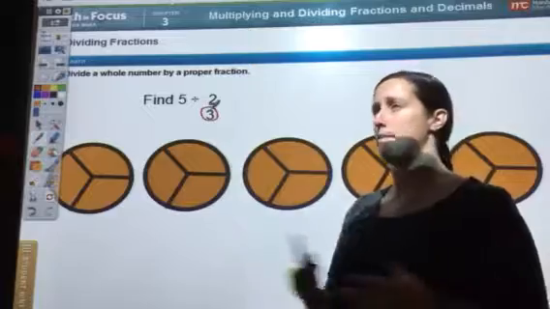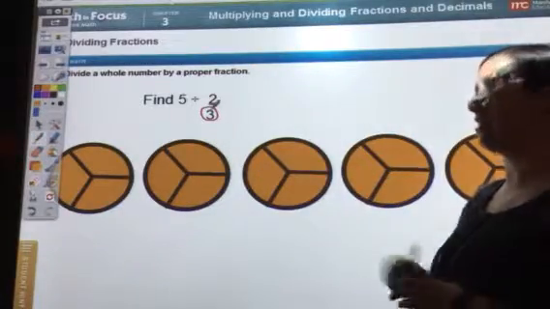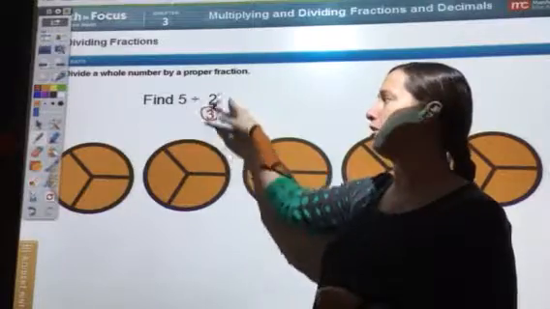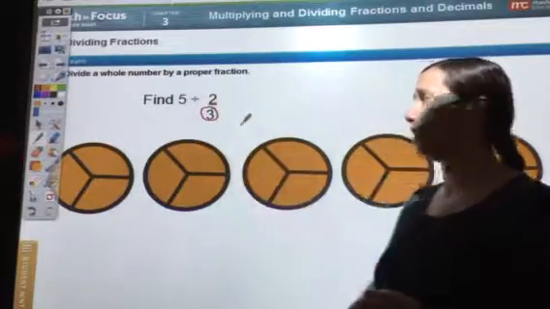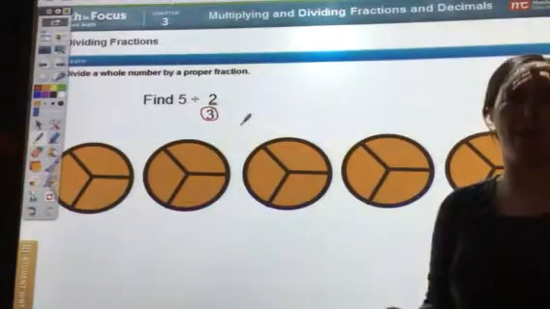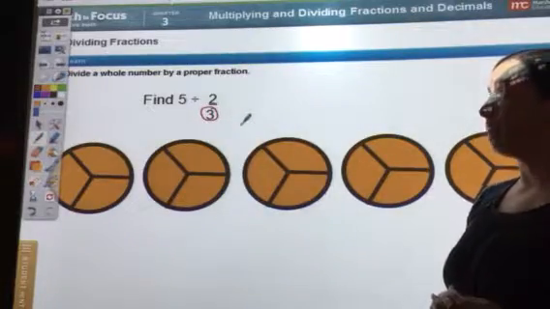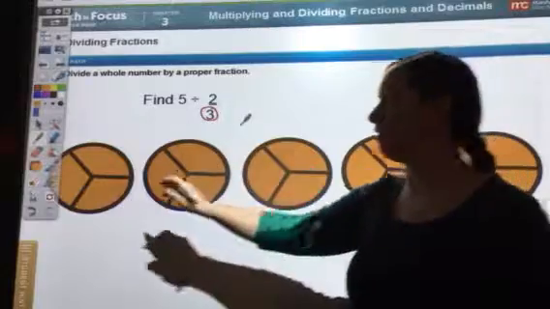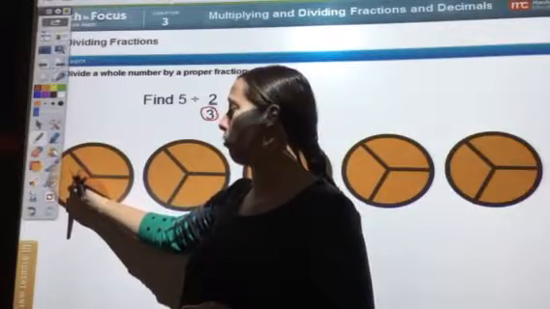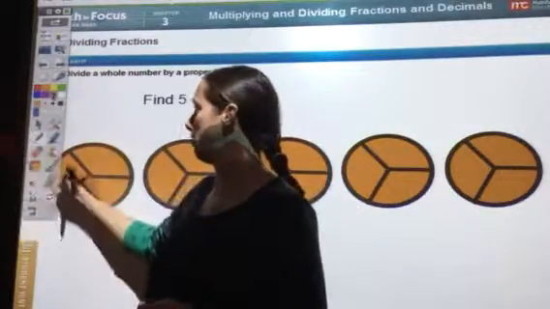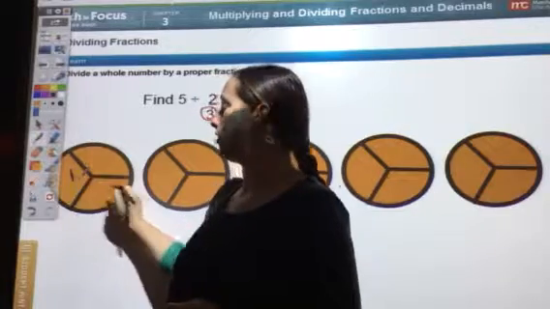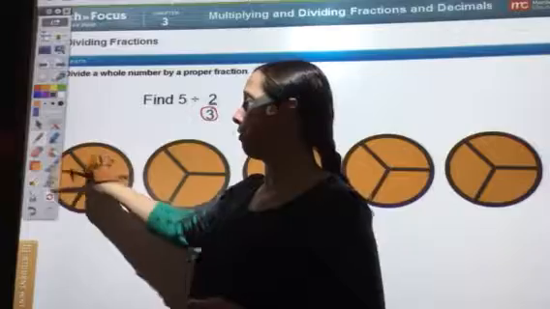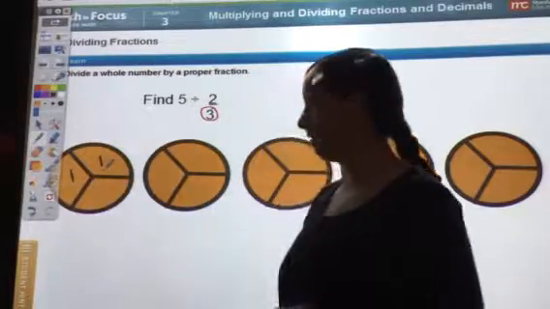If I was baking a batch of cookies, let's say I had 5 cups of flour and each batch took 2/3 of a cup. I want to know how many batches can I make. So if I'm looking at this, each batch is going to take 2/3. So this is 1/3, and I'm going to change out to black so you can see a little bit better. So this is 1/3, this is 2/3. So that's my first batch of cookies.